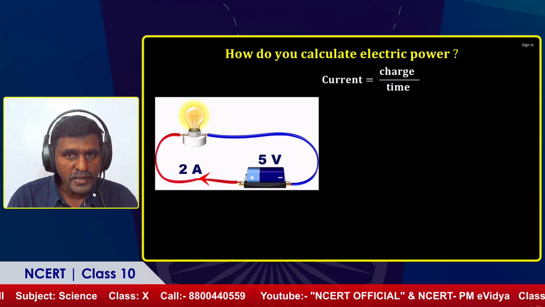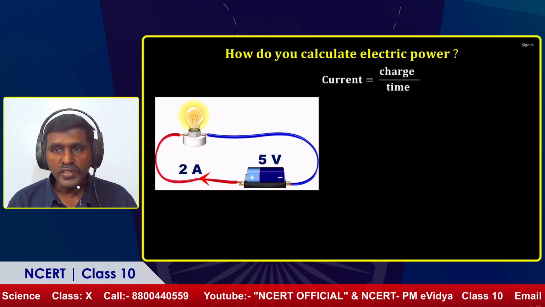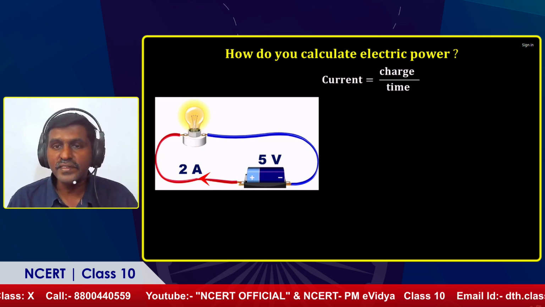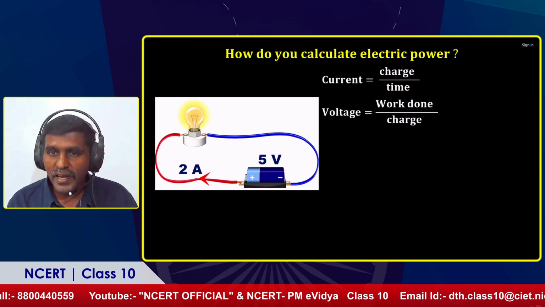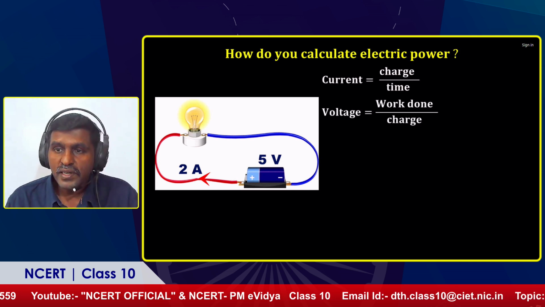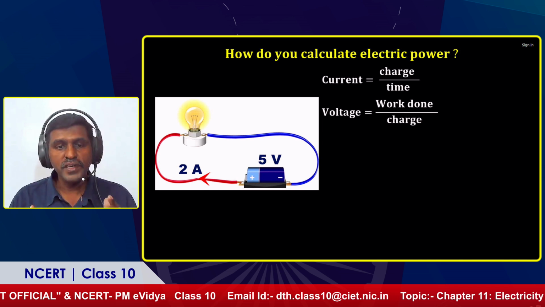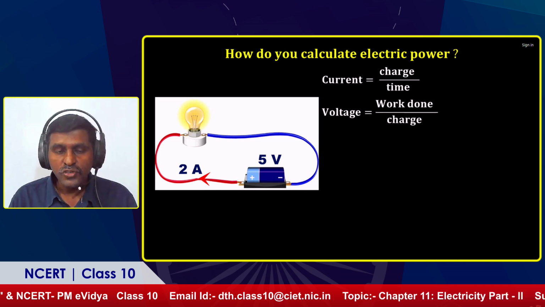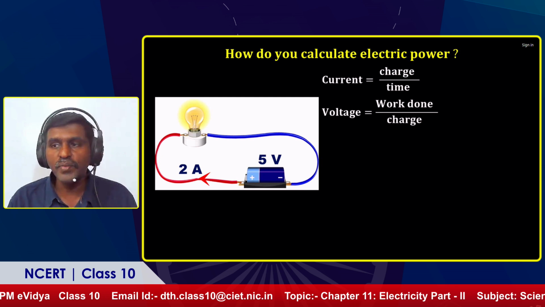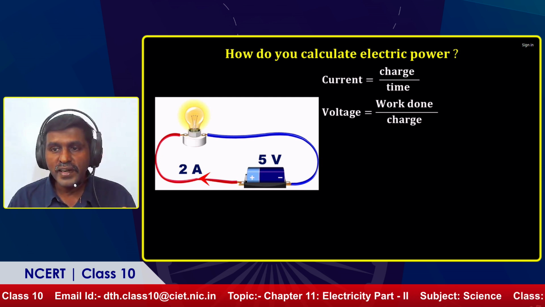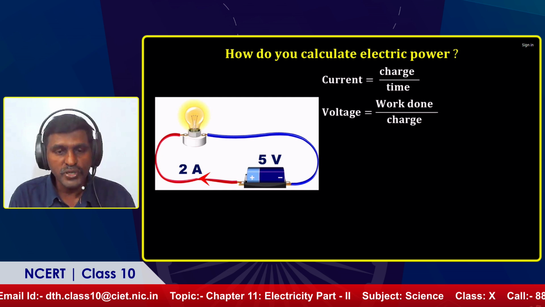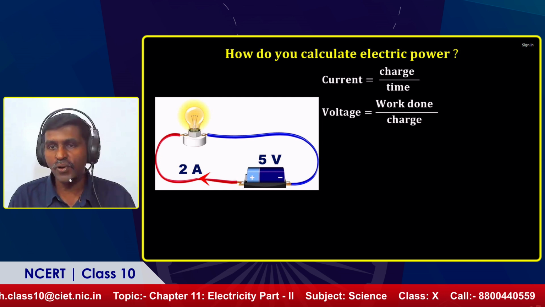Okay. So, the current flowing through the circuit is charge by time. This we discussed in the last session. Similarly, voltage is work done by charge. That means the battery has some charge, and to move the charge, we have to do some external work. That external work per charge is the potential difference that we call voltage.